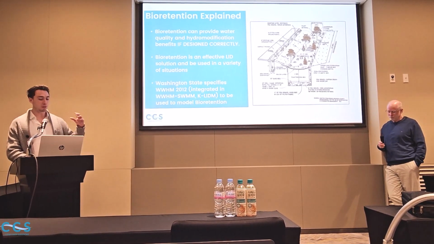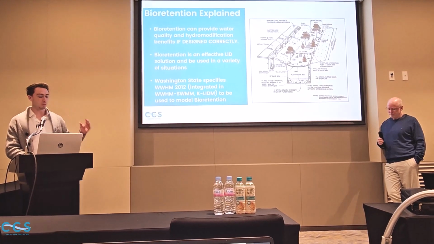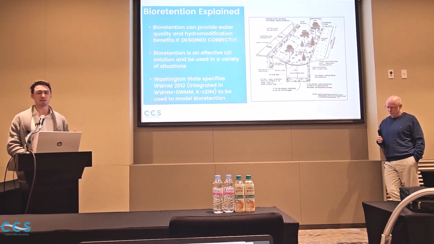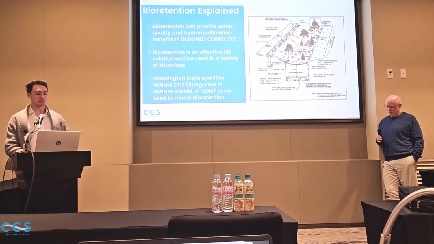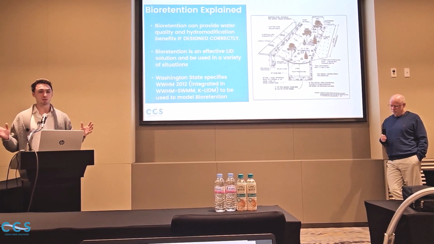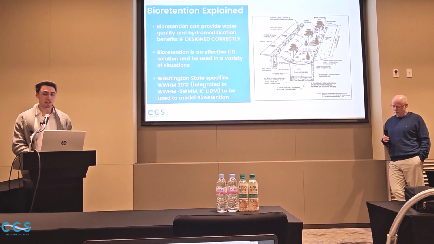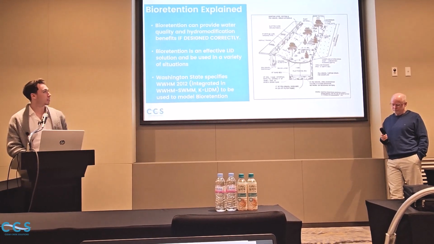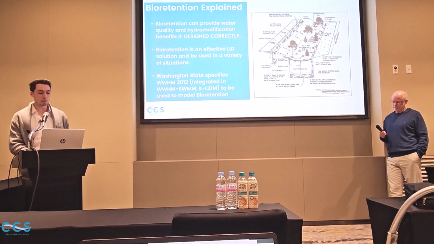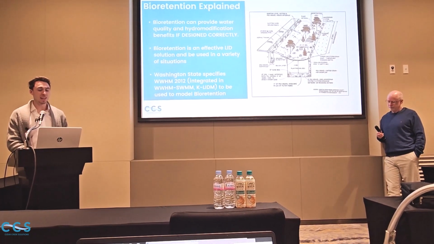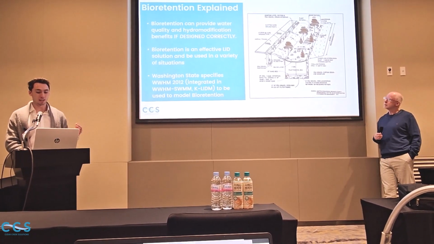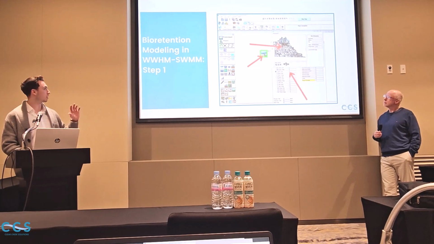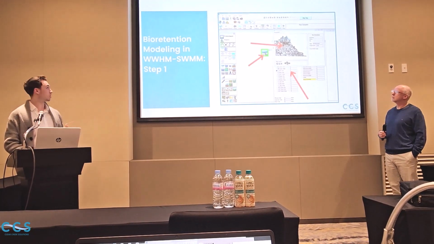So we use software such as WWHM 2012 or SWMM, which combines the HSPF capabilities that Park touched on a little bit, and EPA SWMM. We're able to combine that into one software package and model the entire hydrologic cycle. And then we can use something like a bioretention, which is a low impact design, to keep more of that stormwater on site and utilize the historic rainfall data. So this is what bioretention modeling looks like in a model such as SWMM.